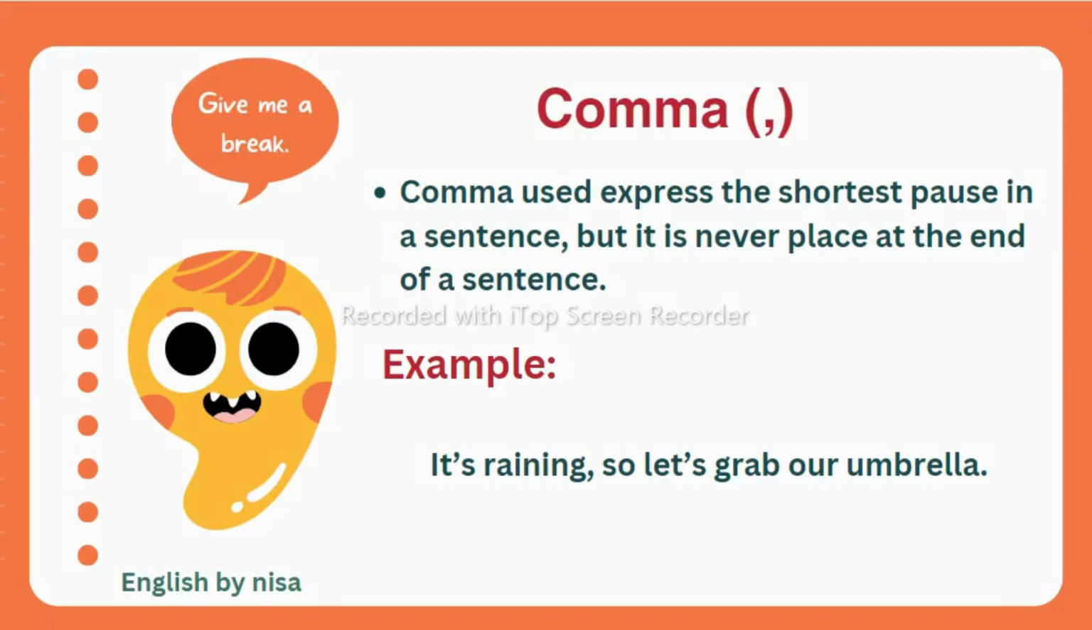Now here you can see on the screen what the comma says. Comma says give me a break. So we have to take a break here. In a sentence, we have to take a shorter pause. The comma is used to express a shorter pause in a sentence, but it is never placed at the end of a sentence, because at the end of a sentence we have to put a period, a full stop, not a comma. We have to put the comma in the middle of the sentence. For example, you can see here, it's raining, comma, so let's grab our umbrella. Here we have to use a full stop at the last. So let's see all the rules of this comma, where we have to use these commas.